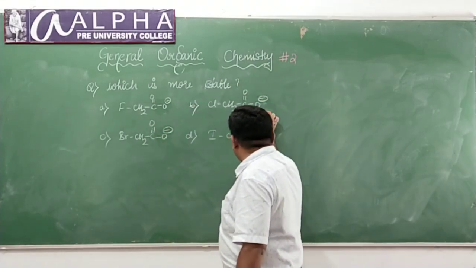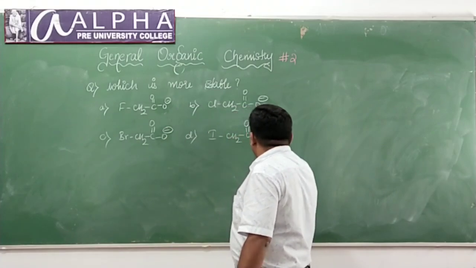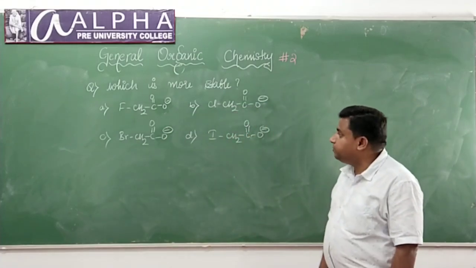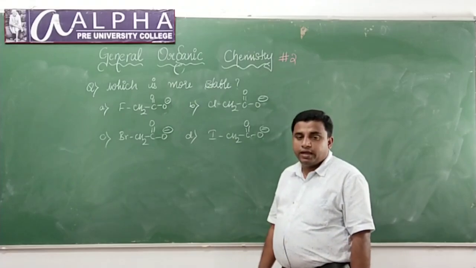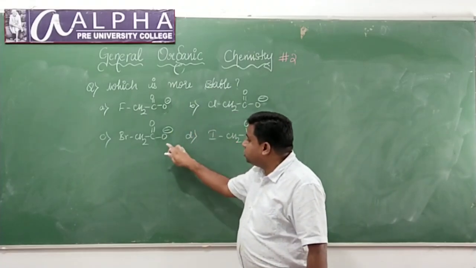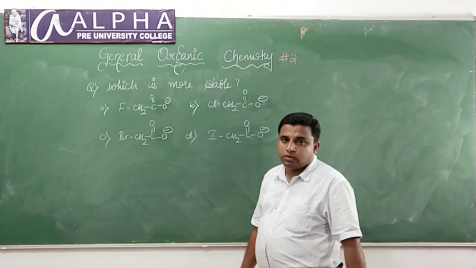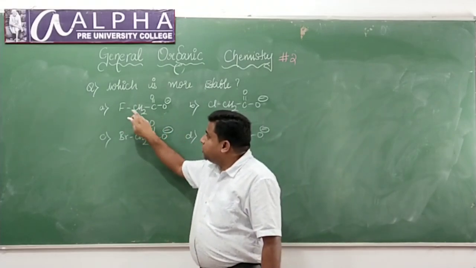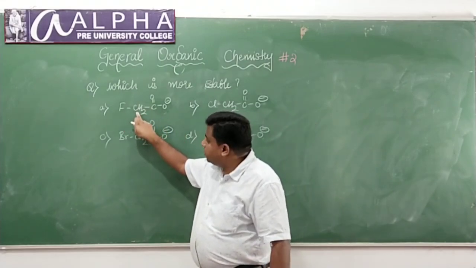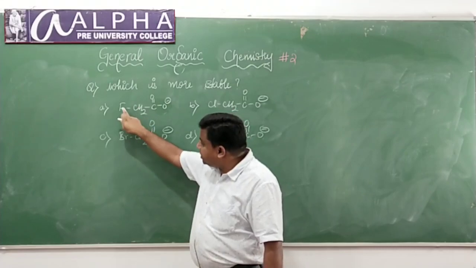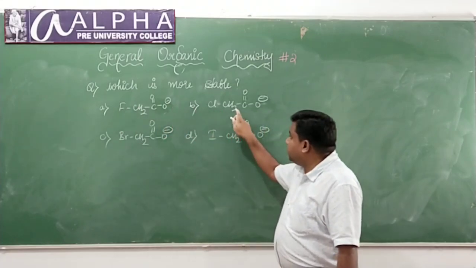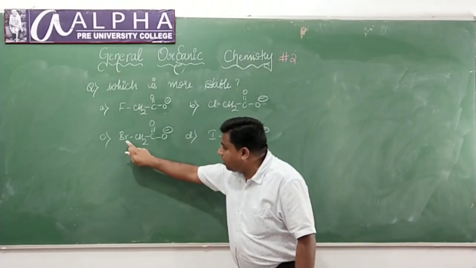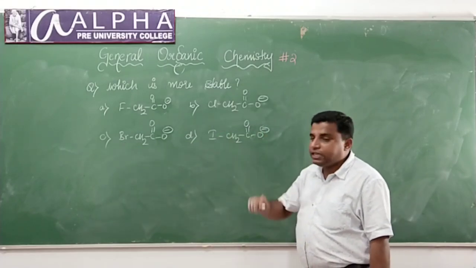Please pause the video and note down the question. Which is more stable? Here, carbon is attached to carbon and this carbon is attached to fluorine. Here, carbon is attached to chlorine, carbon is attached to bromine and carbon is attached to iodine.